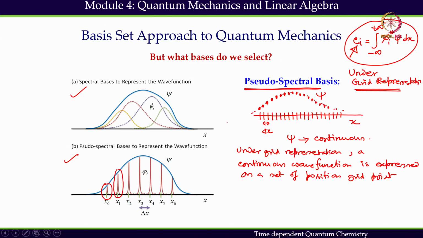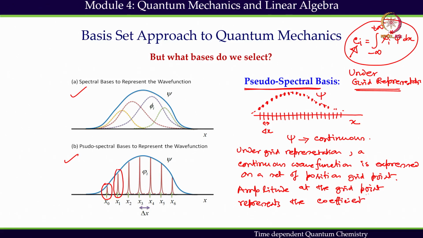It will be like this. The amplitude at the grid point represents the coefficient of the localized basis function.